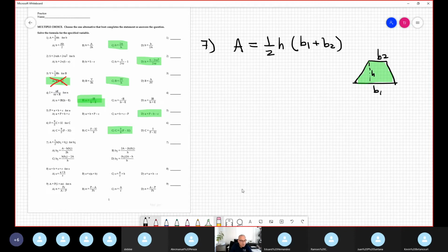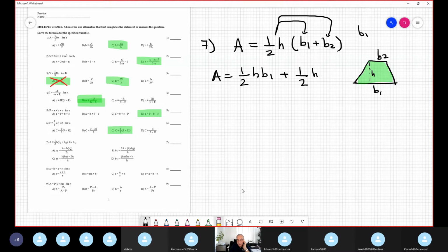I need to find what? I need to find B1. So solve for B1. I need to manipulate that formula in order to isolate B1. So you remove the parentheses, multiplying this and this. So far we have area is equal to 1/2 hB1 plus 1/2 again hB2. Okay, but I need to solve for B1.